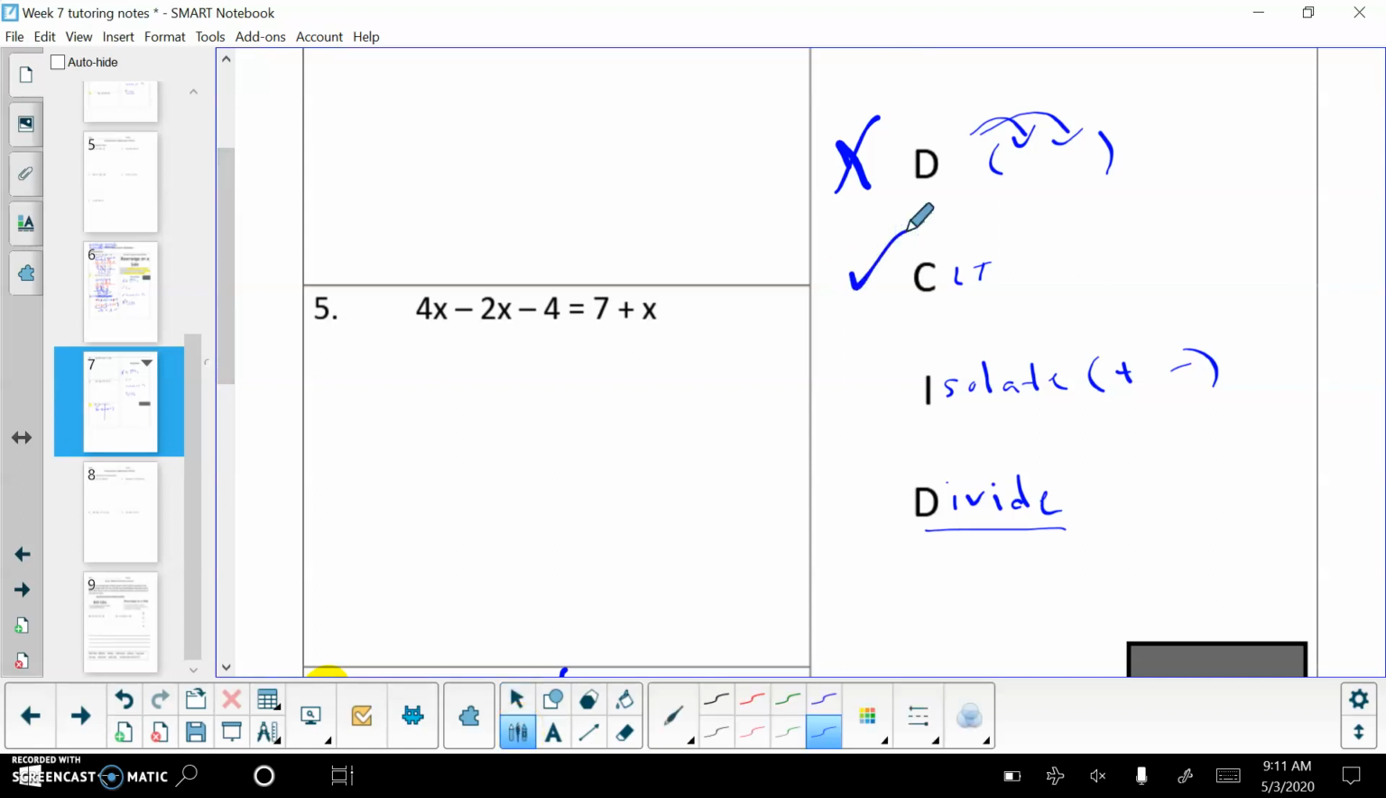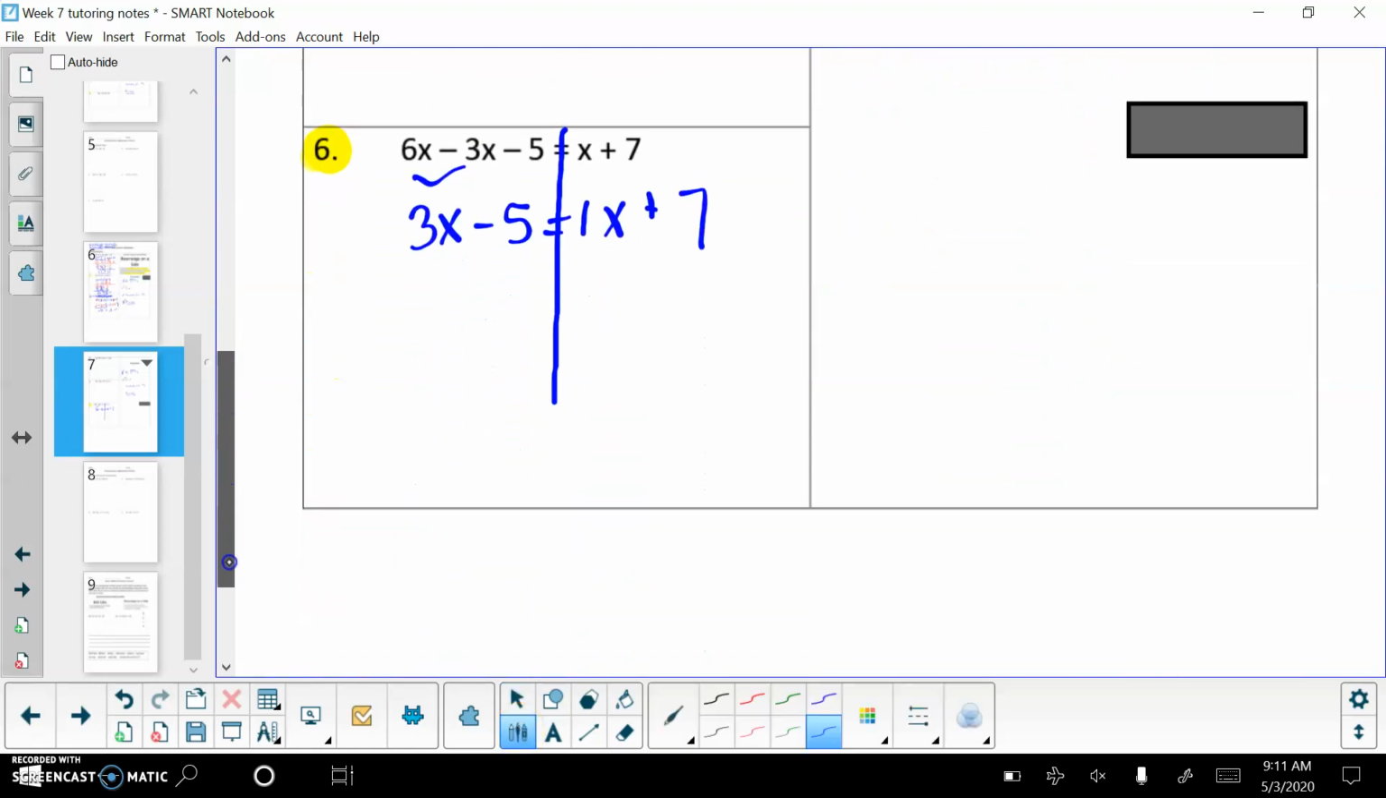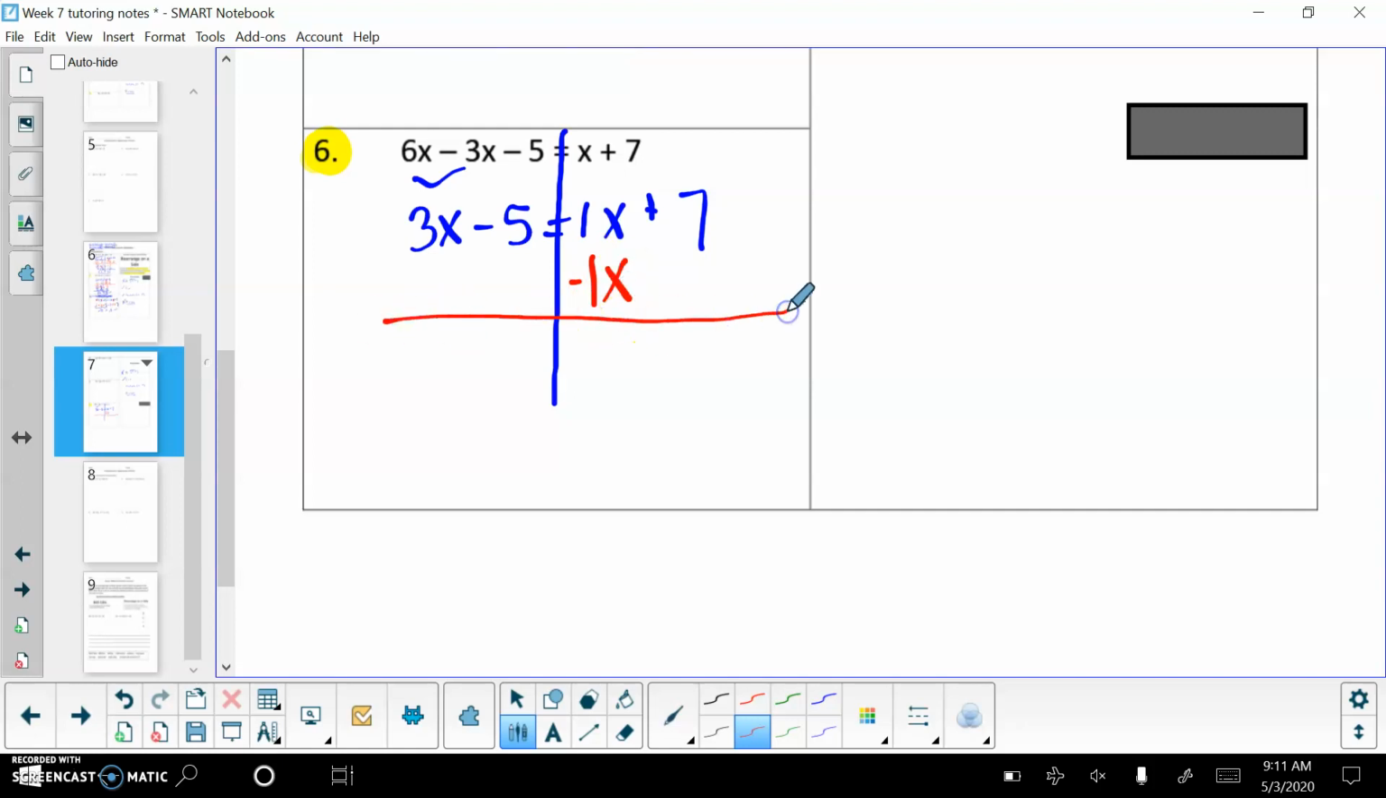Now I'm going to look at the isolate. I got to get the x's together and all by themselves. So in order to get the x's together, I've got a 3x and a 1x. I'm going to move the 1x because it's smaller. It's a positive, so think of that as a plus. The opposite is a minus. So 1x minus 1x is 0x's, so they go away, but then I have to do the same thing on the other side. 3x minus 1x is 2x. Then bring down your 5, but make sure you bring down the minus sign with it. Okay, and then I'm going to bring down the 7.